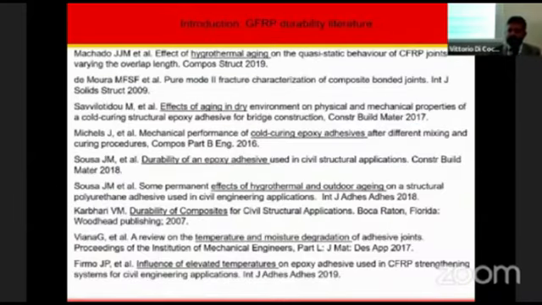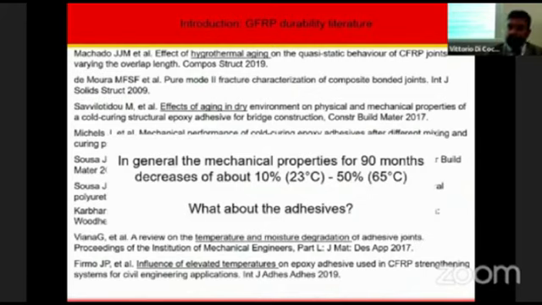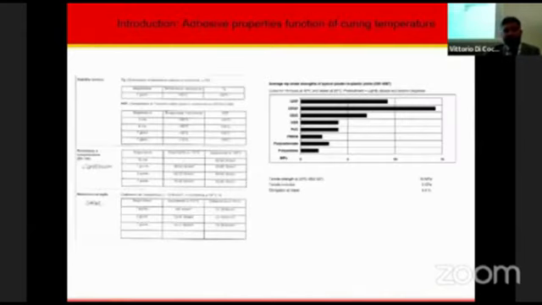We know from the literature what happens about the durability of fiber reinforced composite material, and we know that for a period of 9 months it was experimentally demonstrated that the mechanical properties can decrease by about 10% to a maximum of 50%. But what about the adhesive that we use to repair or to build a pultruded profile? For example, in this case, we have a technical resin.